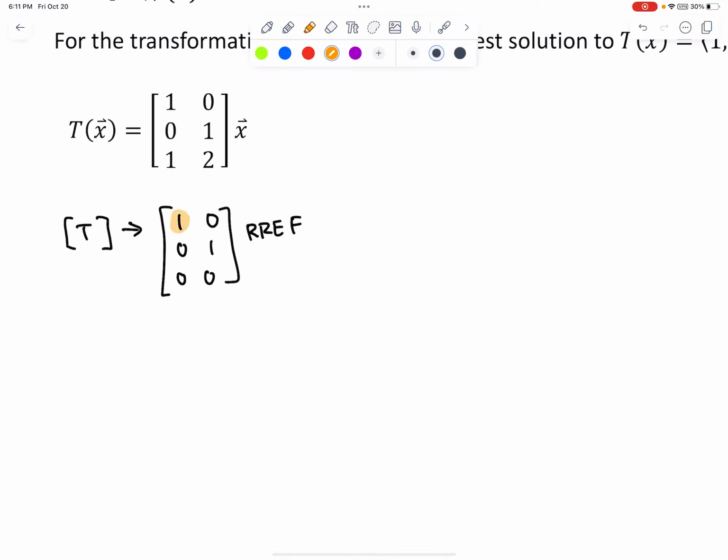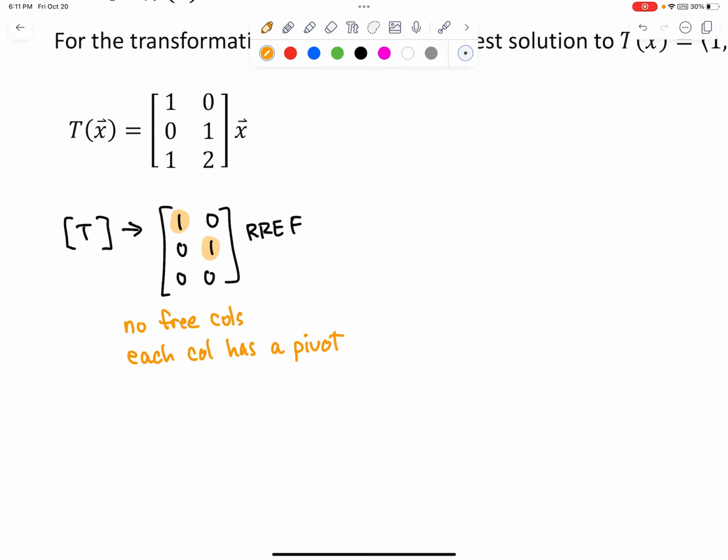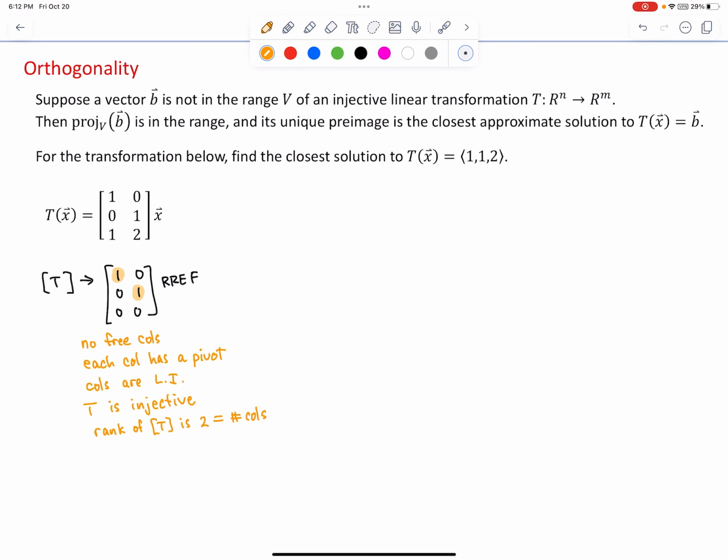This has pivots in the first and second columns, so the two columns are in fact linearly independent. So if we were solving a consistent system, there would be no free variables, meaning that the solution would be unique. So this is injective. There are no free columns, meaning each column has a pivot. That means that the columns are linearly independent, which means that this transformation is injective. Furthermore, we could say that the rank of this standard matrix is 2, which equals the number of columns. All of these communicate the same thing.